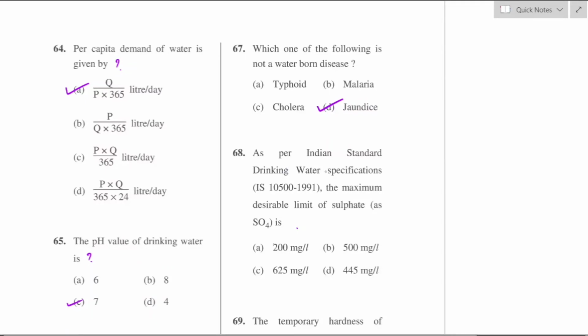Question number 68. As per the Indian Standard Drinking Water Specification IS 10500:1991, the maximum desirable limit of sulfate is. So according to this code, the maximum permissible limit of sulfate is 200 mg per liter. Option A is the right answer. If the concentration of sulfate exceeds this limit, it causes a laxative effect.